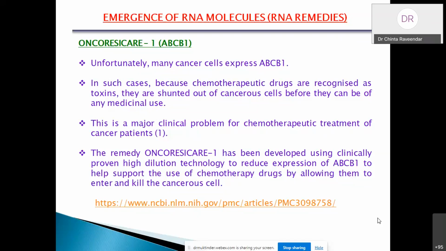So this remedy, an ultra-high diluted RNA molecule developed using clinically proven high technology to reduce the expression of ABCD1 genes, helps support the use of chemotherapy drugs by allowing them to enter and kill the cancer cell. Now, with modern medical oncology, we can take up a project, directly giving your chemotherapy drug with our RNA molecule. How best could we protect or improve the chemotherapy?